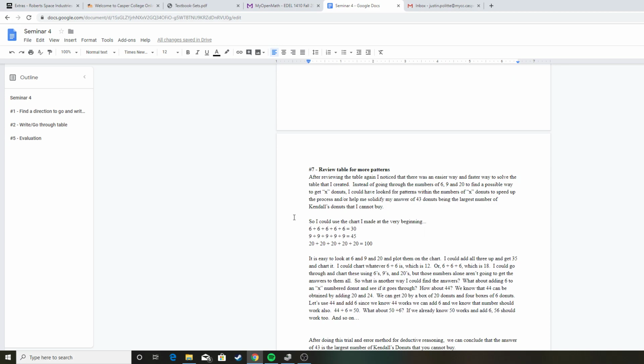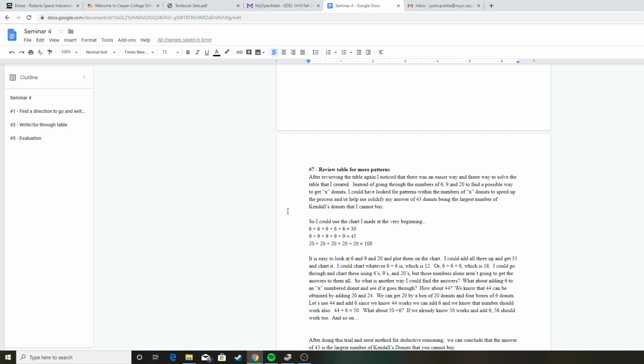After reviewing the table again, I noticed that there was an easier and faster way to solve the problem using the table that I provided. Instead of going through the numbers of 6, 9, and 20 to find a possible way to get X donuts, I could have looked for patterns within the numbers of X donuts to speed up the process or help me solidify my answer of 43 donuts being the largest number of Kendall's donuts I cannot buy. So I could use the chart I made at the very beginning.